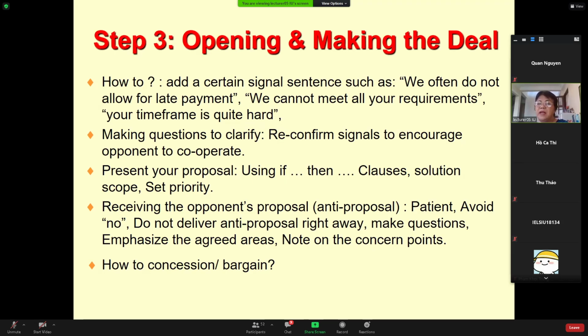So opening and making the deal is a step in the negotiation process. Okay. The one who opens it can leave the other side with no counter offer.